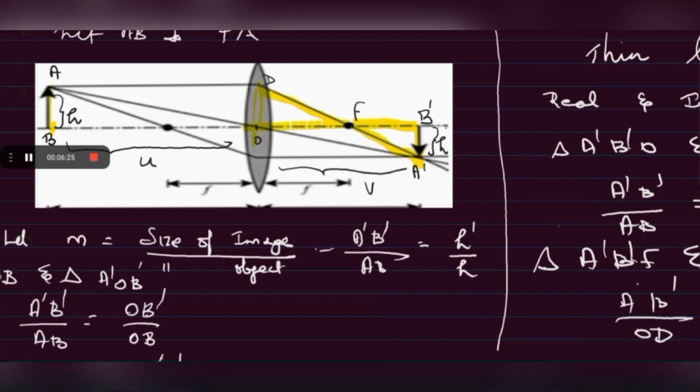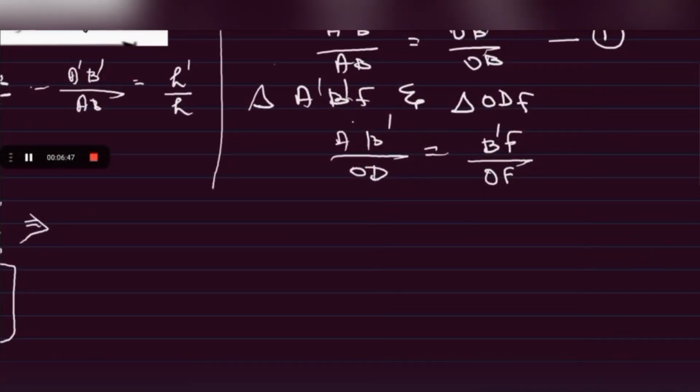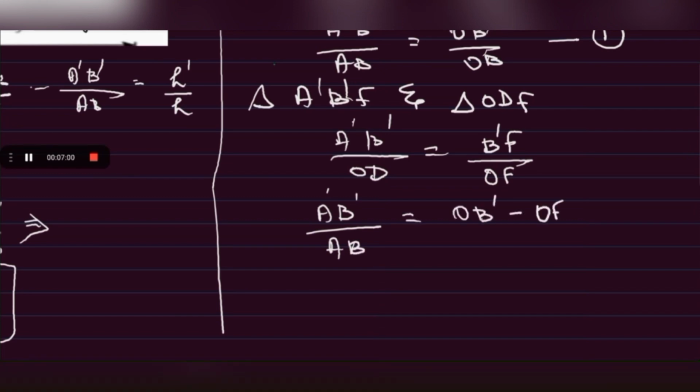And what is B'F? If you want to calculate B'F, from the whole OB' subtract OF, and you will get B'F, right? So this is what I want to substitute in the derivation. A'B' divided by OD is nothing but AB, and this one is (OB' minus OF) by OF.